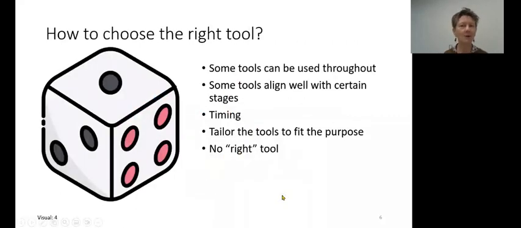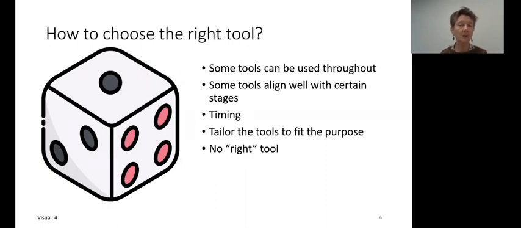All right, so how do you choose the right tool? Well, my first point, I should have made this the first point, is there is no one right tool. There are many ways to get to the place that you want to get to. How you choose to do that is going to depend on the situation, on those stakeholders, and on whatever changes you're working on. Some tools you can use throughout a change, and some tools align better with certain stages.